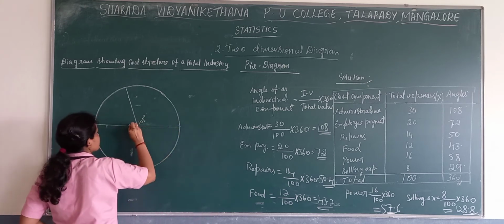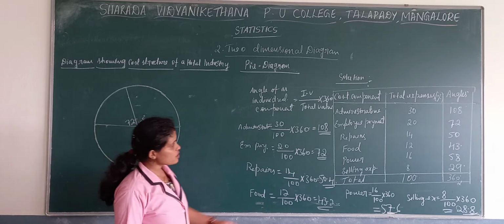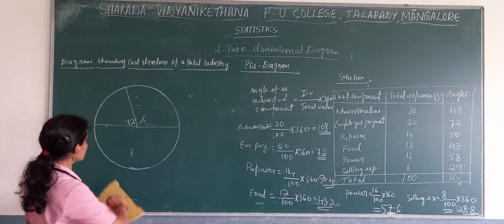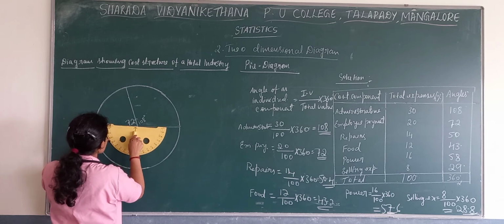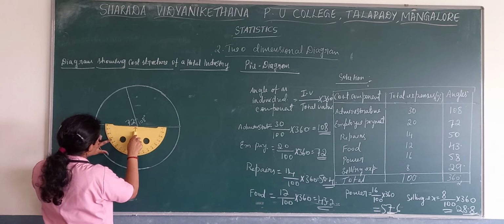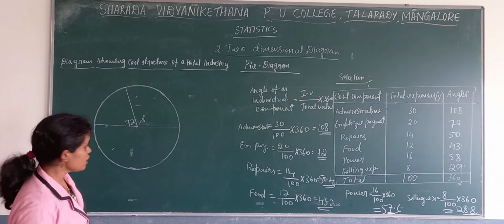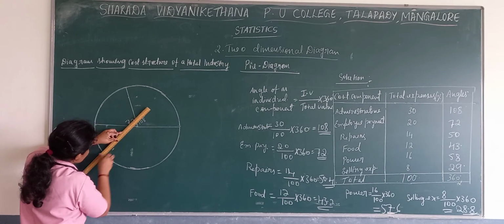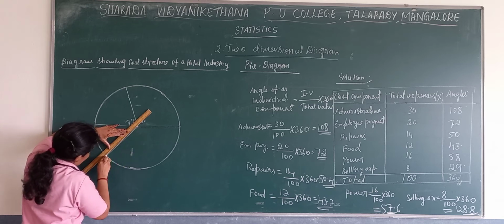That is the second one, 72. Next, the third one, repairs, 50. Repairs comes in at 50. See here, move from the right hand side: 0, 10, 20, 30, 40, 50. The 50 comes here. That is the third one, repairs, and it comes to 50 there.